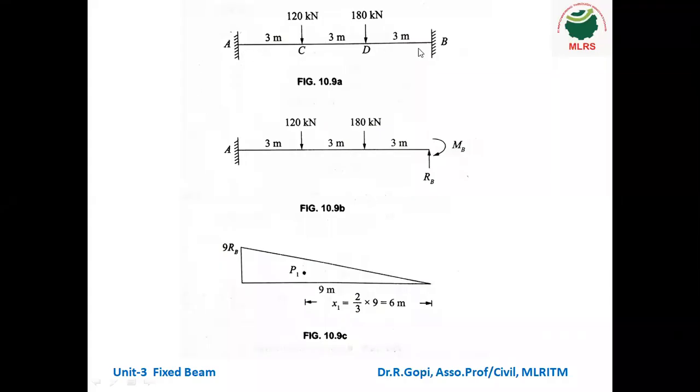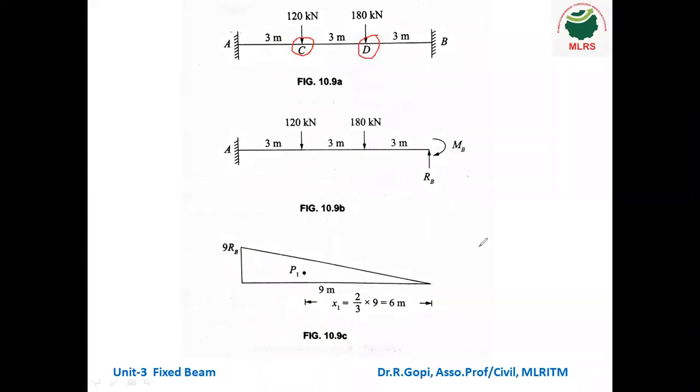So here you can see a fixed beam is there, span 9 meter. Okay, a fixed beam of span 9 meter. So at 3 meter, 120 kilonewton load is acting from A, and at 6 meter, 180 kilonewton load is acting from A. Okay, so those points are C and D. So this is C point and this is D point.